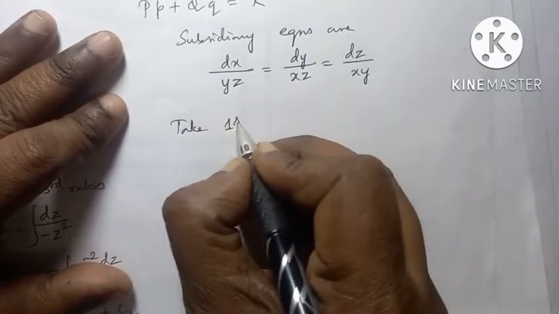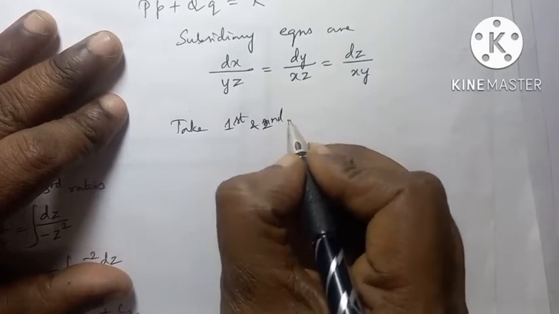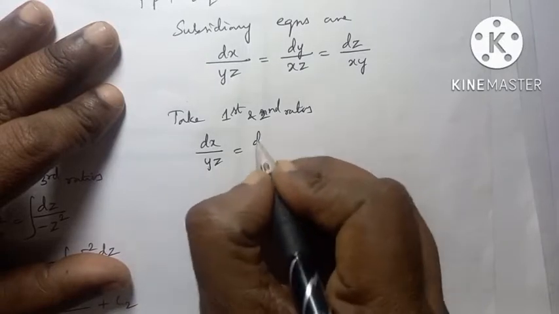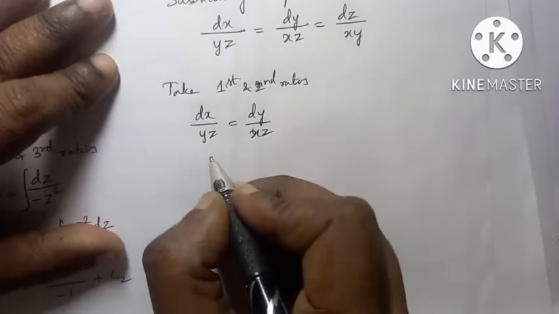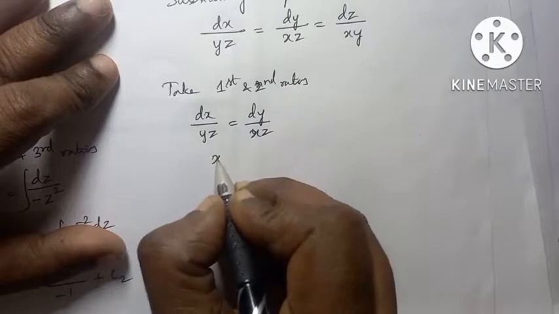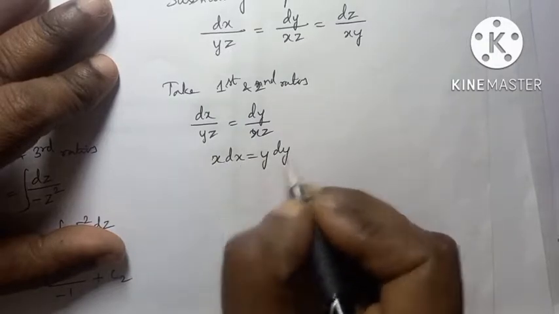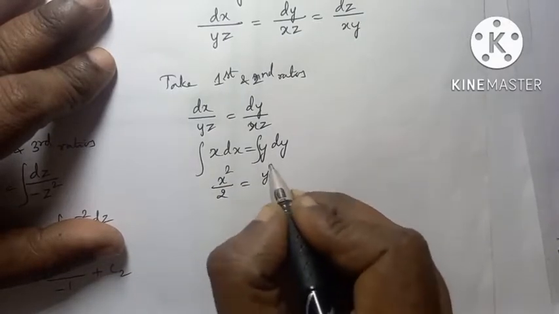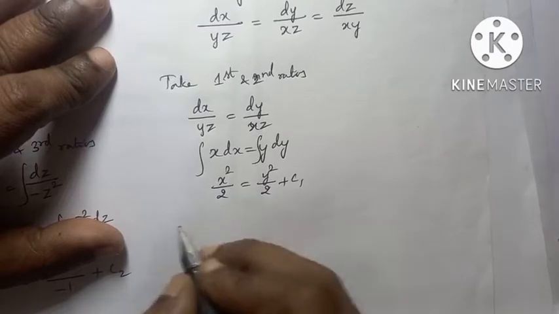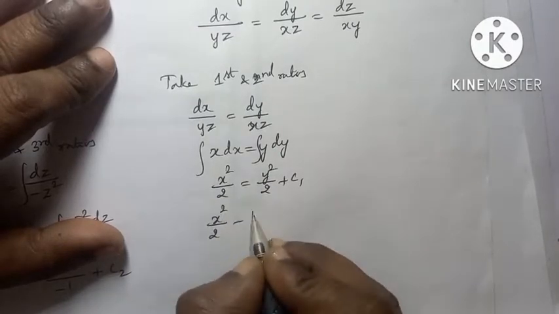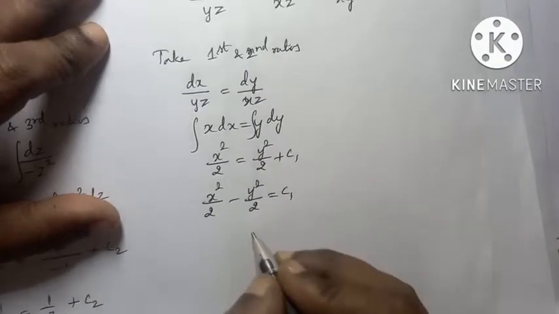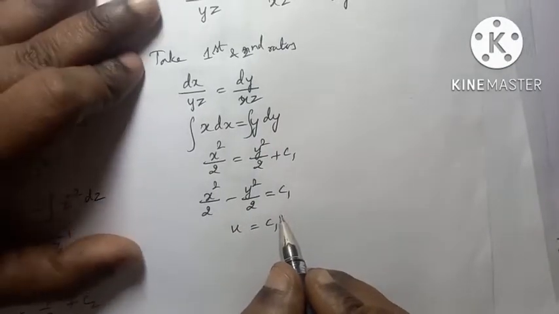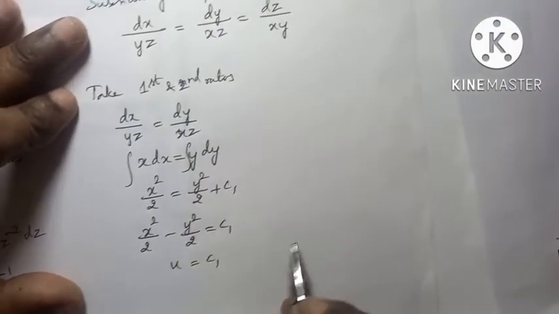Okay. Take first and second ratios. dx by yz equal to dy by xz. Both sides z gets cancelled. x dx equal to y dy. Integration is possible. x square by 2 equal to y square by 2 plus c1. Bring this to one side, which will give you u is equal to c1 form. If you want, you can simplify this more, or you can stop. I stop here. u is equal to c1.